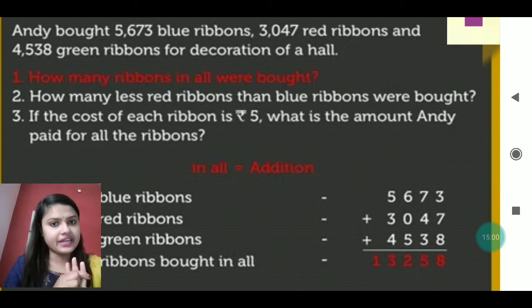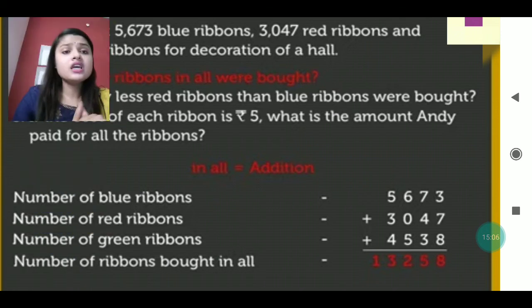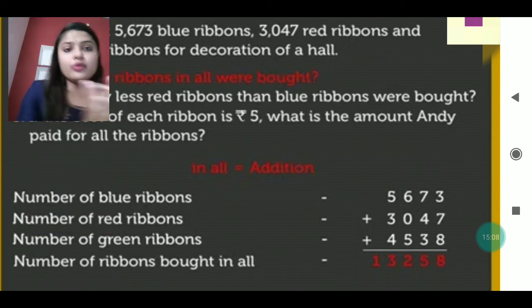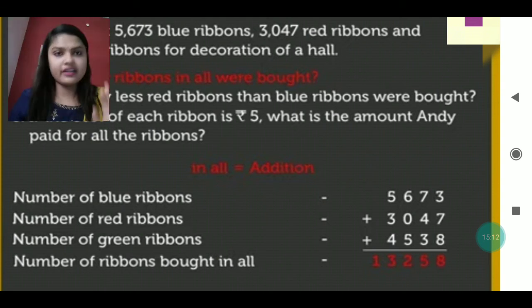Green, blue, red and green. So we have to calculate the total ribbon first. Okay, the first part we will do first. Just see, here we will write the number of blue ribbons, number of red ribbons, number of green ribbons. We have written all. Now we will add it.